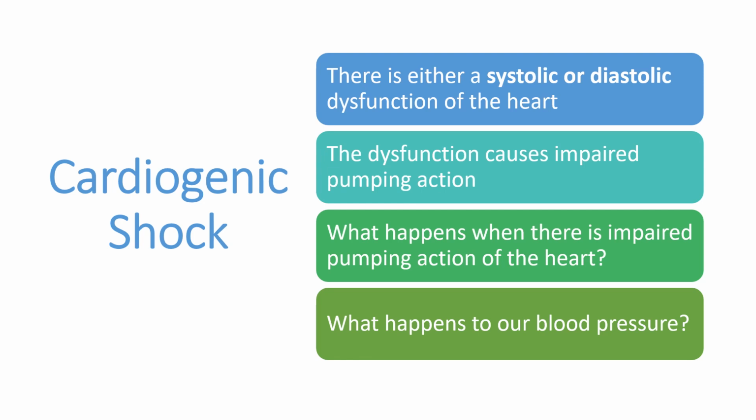The mortality rate for cardiogenic shock is about 50%, so it's pretty high. And like I said, the leading cause of this is acute MIs, especially like the STEMI we talked about last semester. So really, our heart can't pump enough blood to meet our body's needs. That's what's going on because of the impaired pumping action. So again, decreased cardiac output, decreased blood pressure.